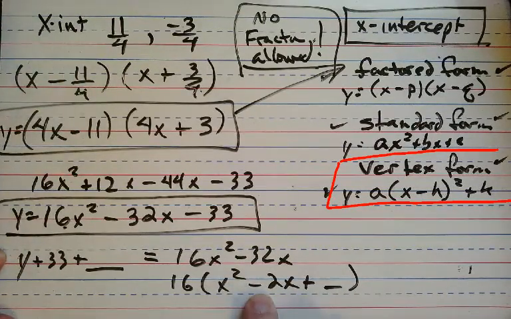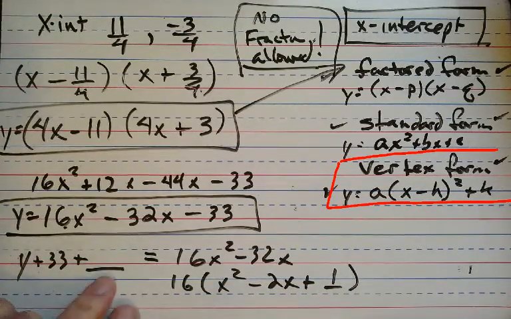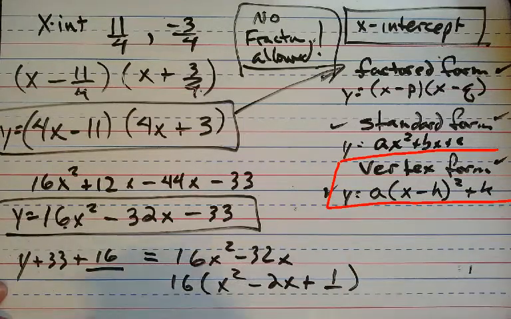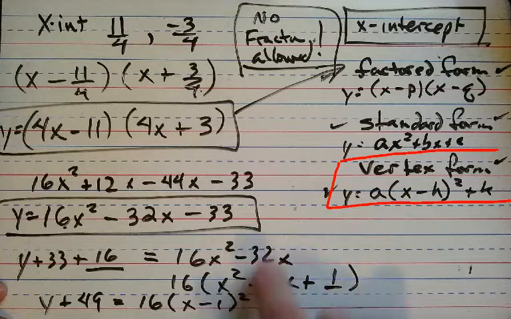So, what's half the middle? Negative 1. 1 squared is 1. So 1 goes here. But what number goes here? Not 1. No, no, no. 16 times 1. That's what goes here. So 16 times 1. There we go. Now, on this side, we're going to have room down there. Y plus 49 equals 16 parentheses, and then I want factored form. So that's x minus 1, squared. Remember, it's always half of the middle. Not half of this middle. It's half of that middle.